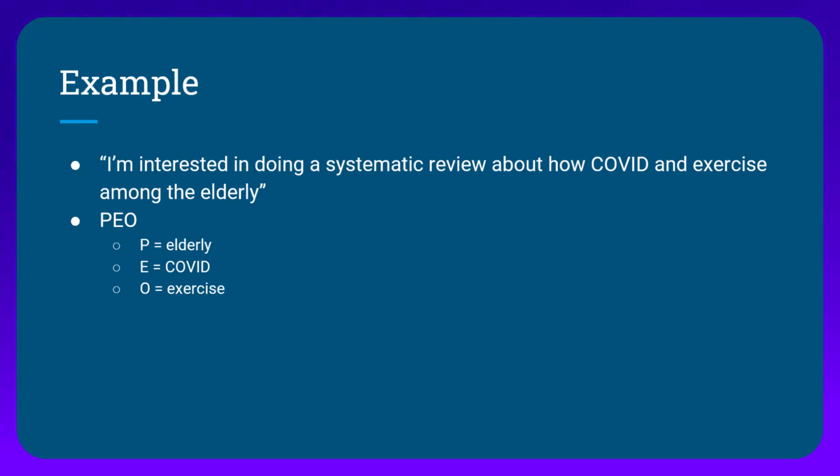Let's take a look at an example. My topic of interest is stated like this. I'm interested in doing a systematic review about COVID and exercise among the elderly. This is not stated as a question, so we'll need to do a little bit of work on it, and the PO framework can help us here. So the population of interest, as you can see, is the elderly. The exposure is COVID, and the outcome of interest is exercise. And you can see why in this case I didn't use PICO, because COVID isn't an intervention, it's more of an exposure.